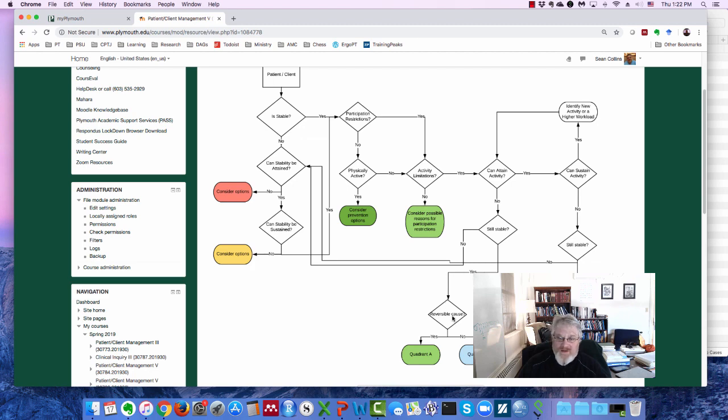So I've kind of combined determining the cause and determining whether it's reversible into one step down here. And if it's a reversible cause, then we've got quadrant A, and if it's not a reversible cause, we've got quadrant B, which I'll show you in a moment.